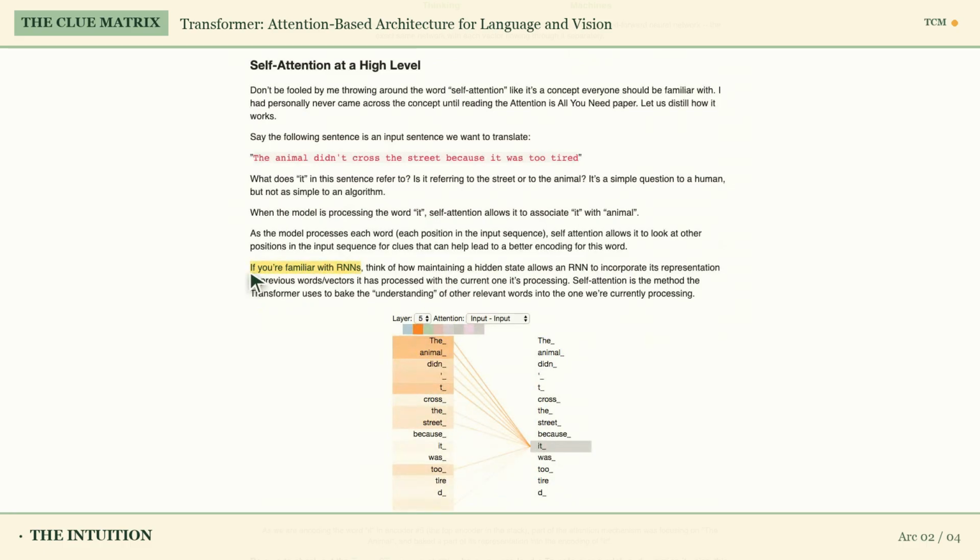If you're familiar with RNNs, think of how maintaining a hidden state allows an RNN to incorporate its representation of previous words. So, like an RNN, self-attention builds context. But how is it better? The key difference is that RNNs process sequentially. Self-attention looks at all other words simultaneously, which unlocks parallelization.